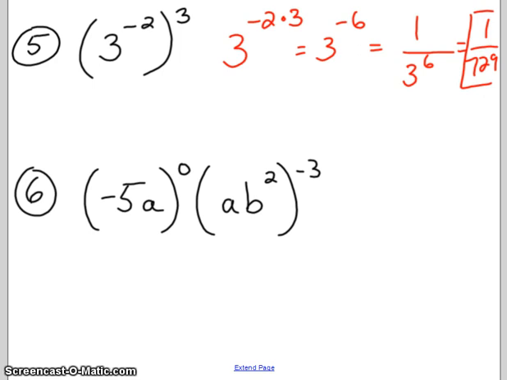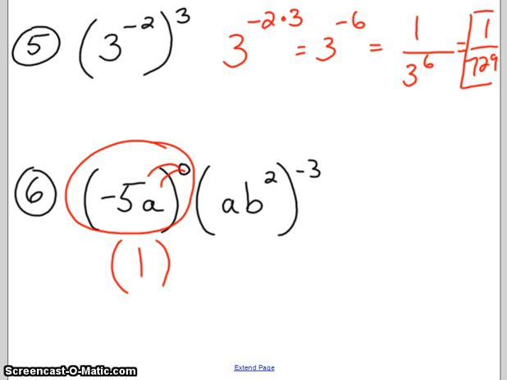Number 6. Well, if you look at number 6, negative 5 is raised to the 0 power, and a is raised to the 0 power. Anything raised to the 0 power, remember, is 1. So this whole thing right here should just be 1.